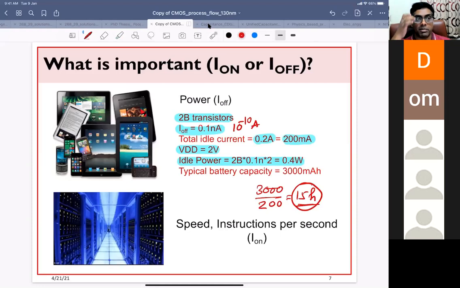But when we're talking about servers or high speed circuits, there you don't worry about that because those circuits are always connected to power, right? So there we worry about speed. I want to do my processing faster. I am worried about instructions per second, right? How many instructions I could give and the processor could execute. That is your speed, your on current. And off current is, if you're not doing anything, how much power it is consuming. So for different applications, both of these things are important, right?